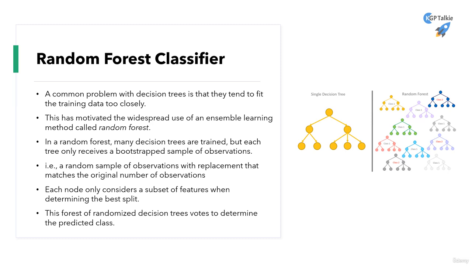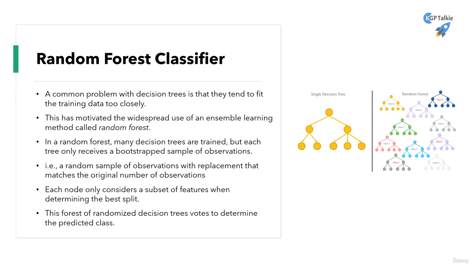Alright, now let's go ahead and try to understand what a random forest classifier is. A common problem with decision trees is that they tend to fit the training data too closely, and there is a very high chance that they might overfit very soon. This motivated the widespread use of an ensemble learning method called random forest.